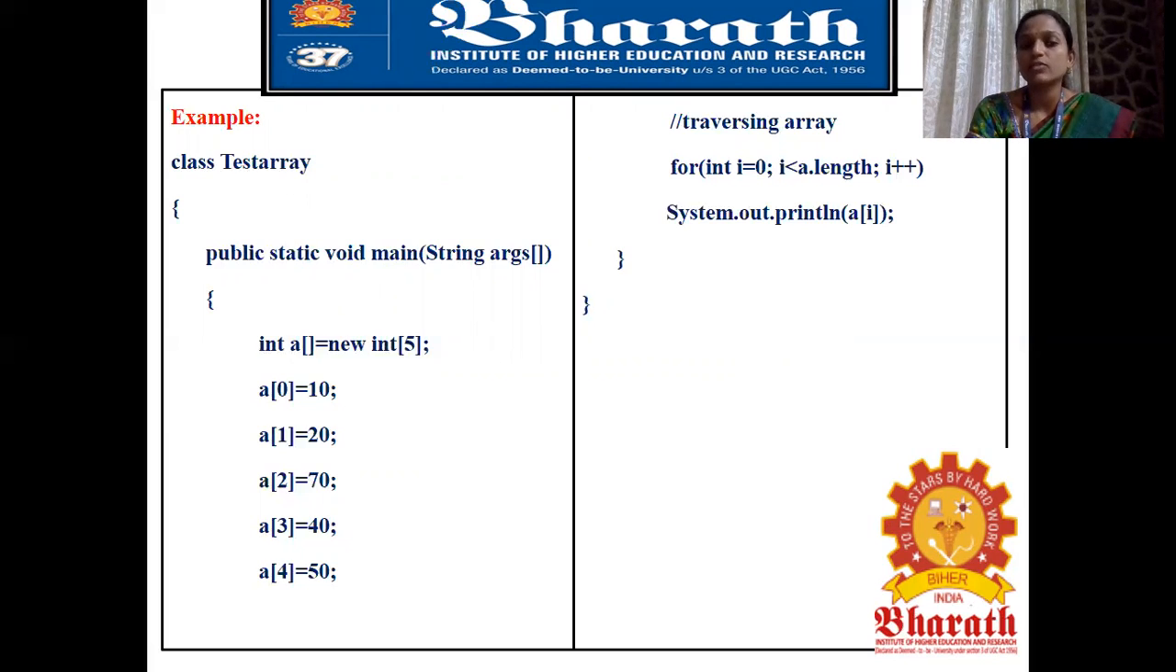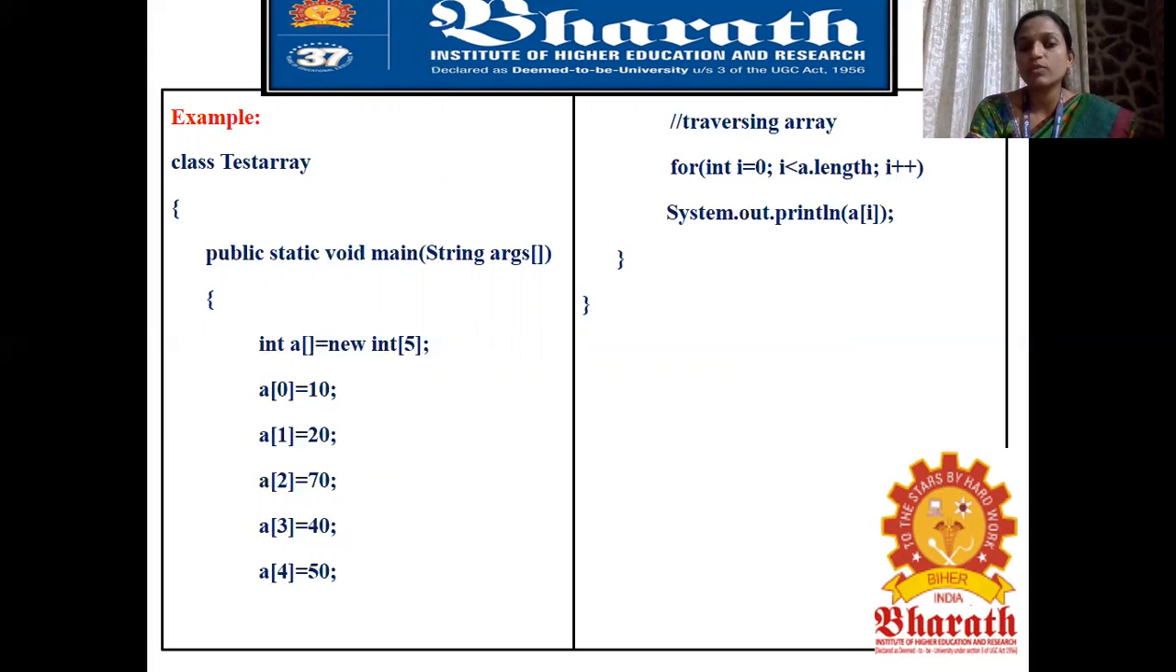int a. Just before, we have seen the syntax of array: data type, array name equal to new data type. Then in the square brackets we have to give the size. So int is the data type, a is the array name equal to new is the keyword, int is the data type, 5 is the size. So how many elements do we want to give? We have to give 5 elements.